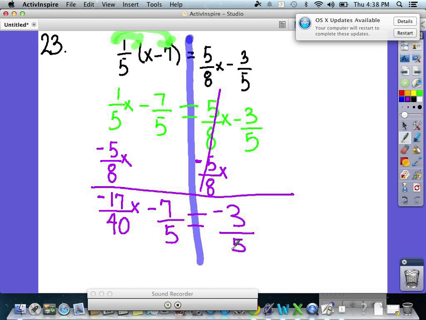I'm running out of space, so I'm going to try my best to write smaller. If not, follow my arrow. Now I need to add, because this is subtraction. This should be add, plus 7/5 on both sides.